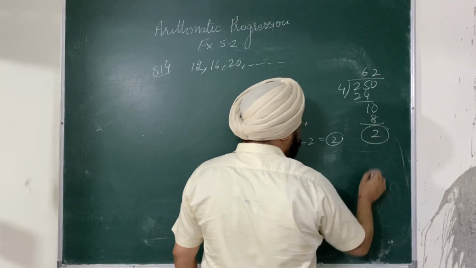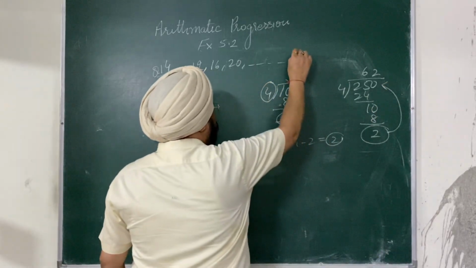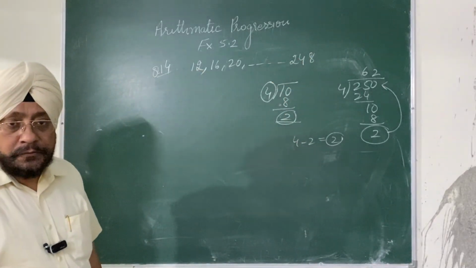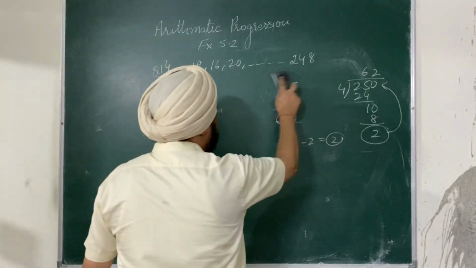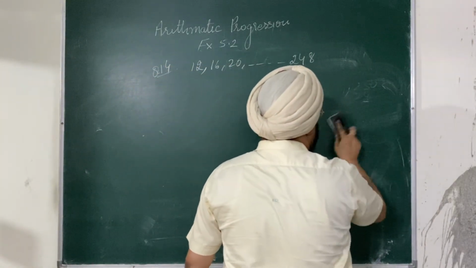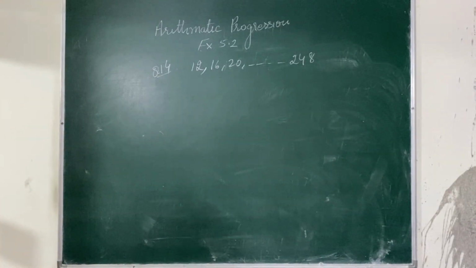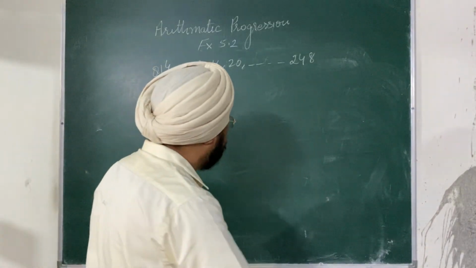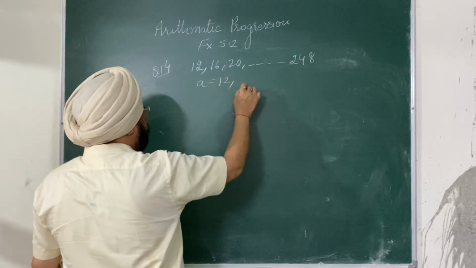So the remainder is 2. So subtract this remainder directly from 250 to get the last term which is exactly divisible by 4. So in this way we get the AP here. Now we have to find how many terms are there which are exactly divisible by 4 from the number 10 to 250. So accordingly we get a is equal to 12.